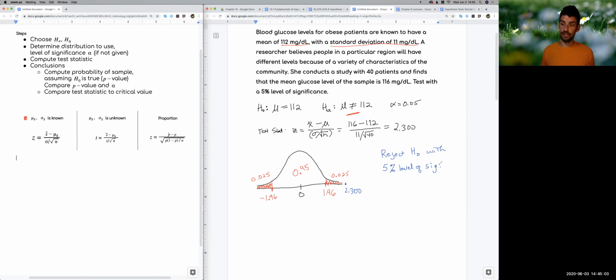Right? The idea being, again, this is under the assumption that H naught is true. That would imply that what we just did, getting 40 patients with this higher blood glucose level, that was just an extremely rare event. We think it's more likely that actually this community has a different mean glucose levels. Okay, and that's the totality of the test, right?